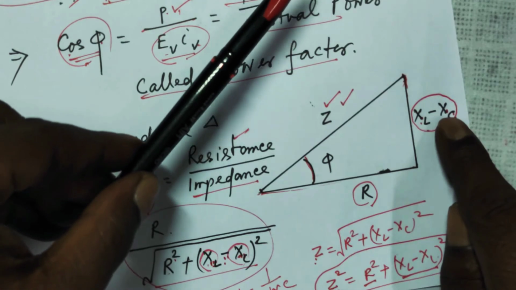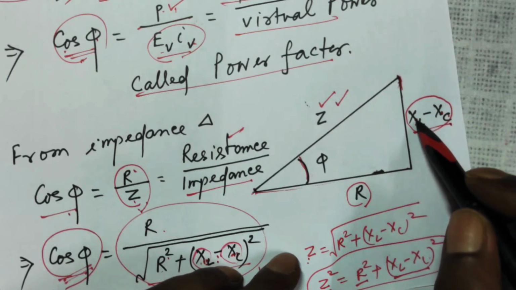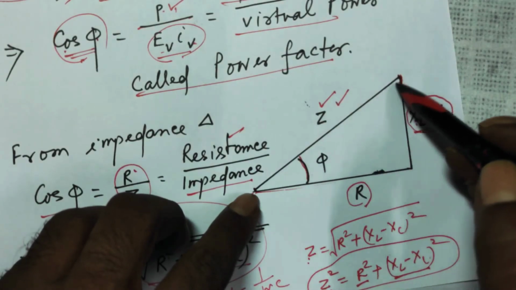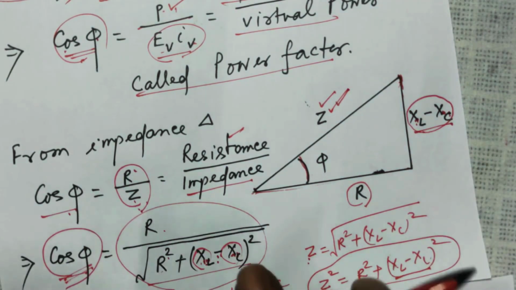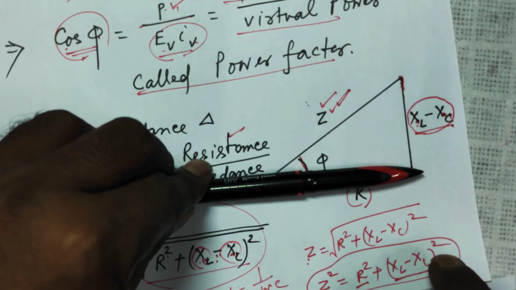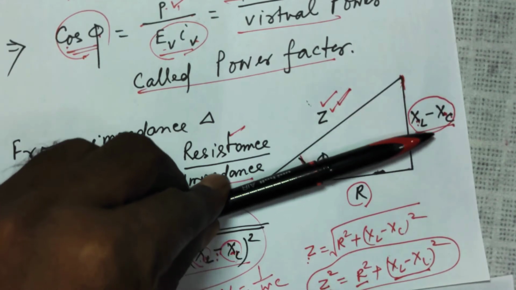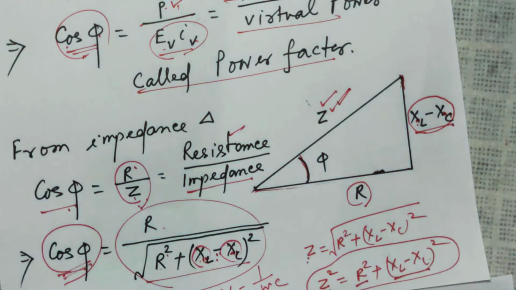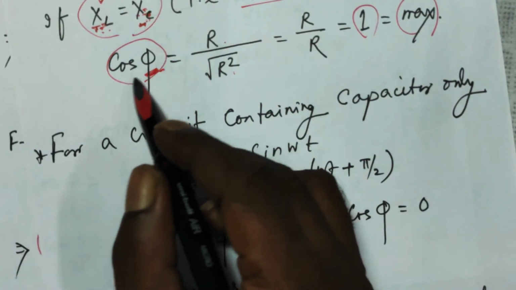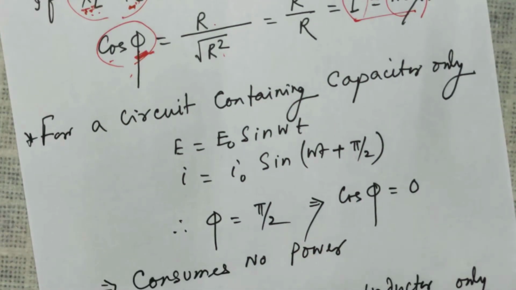If XL is equal to XC, the length of this side is represented by the magnitude of XL minus XC. If XL is equal to XC, XL minus XC is 0. So the length of this side will be 0. So this line, which is representing the impedance, will become like this. Means Z will now become equal to R, and phi will become equal to 0. So that is another way of explaining. So if XL is equal to XC, phi becomes 0, cos 0 is equal to 1, that is maximum. That is another way to understand.